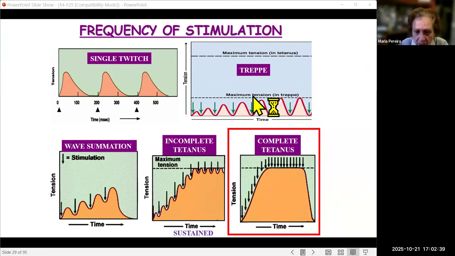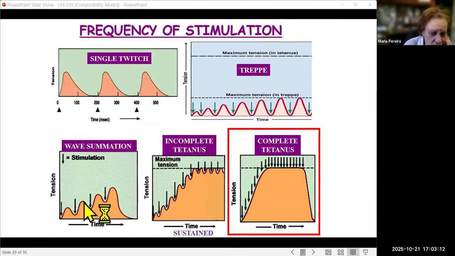So this is treppe. The treppe is defined as the contraction of the muscle when the stimulus is applied at the time point where not all the calcium has been removed, not all the calcium has gone back into the sarcoplasmic reticulum, and there's a little bit left over. So when the next stimulus is applied, there's already some calcium there, so the contraction is going to be greater.